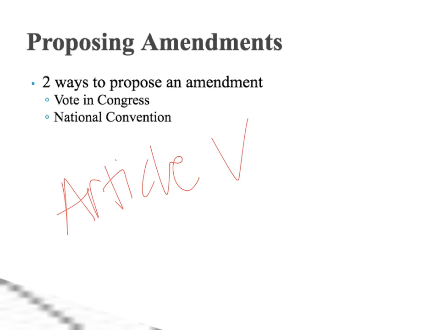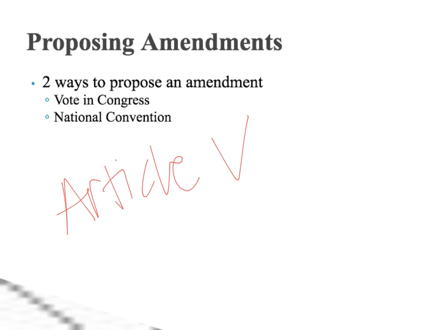Article 5. And the basic thought process behind these procedures is that amending the Constitution, or making a change to the Constitution, should be more difficult than passing any ordinary law. And how they did that was that when you pass an ordinary law, you just need a majority vote. However, when you're passing an amendment, you require more than the simple majority. This makes it more difficult to pass a constitutional amendment.